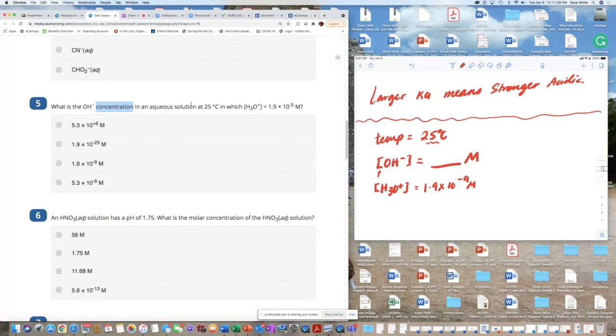So before I continue, does any of you know the relationship between OH minus concentration and H3O plus concentration, hydroxide and hydronium concentration, in the formula?